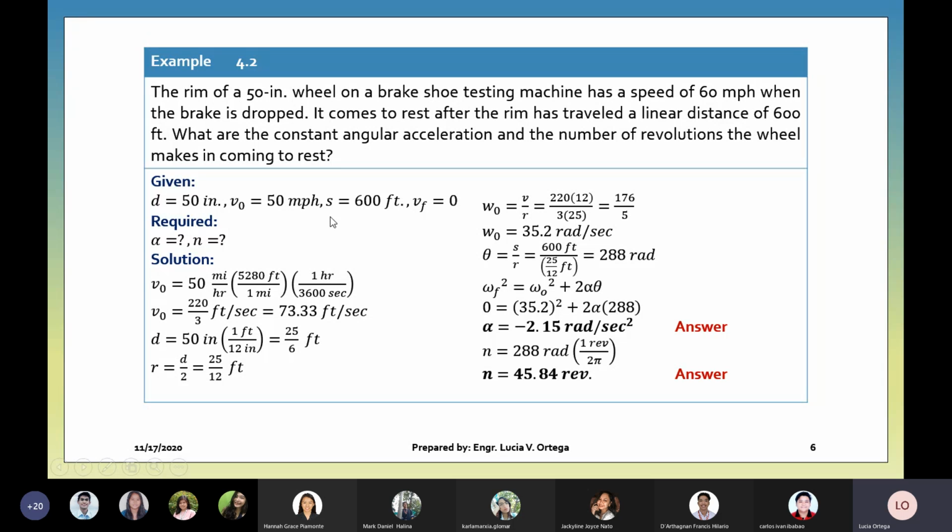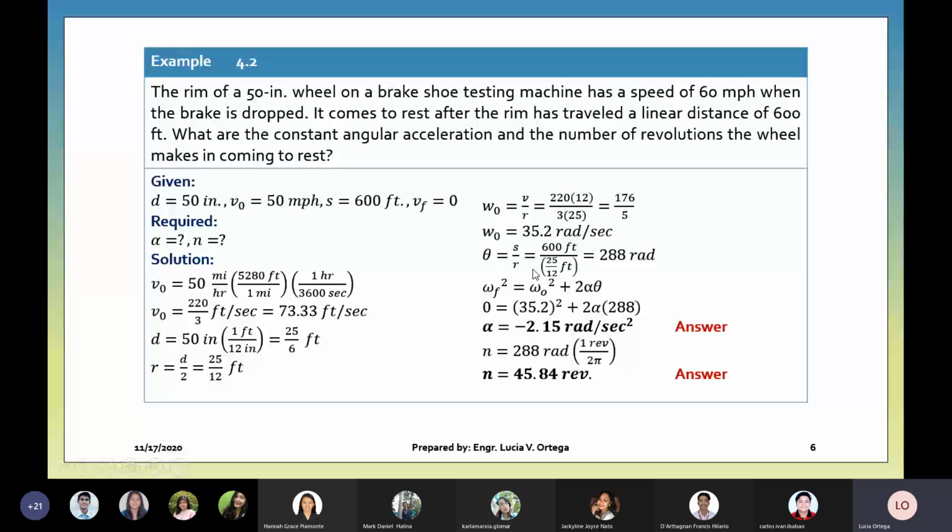So given the linear distance, we can convert for the angular distance, that is S over R. 600 feet divided by the radius, so the total would be 288 radians. So from the equations, what is required? What are the constant angular acceleration and the number of revolutions? So let us solve first the angular acceleration. So from this equation, you know the final angular velocity is 0.